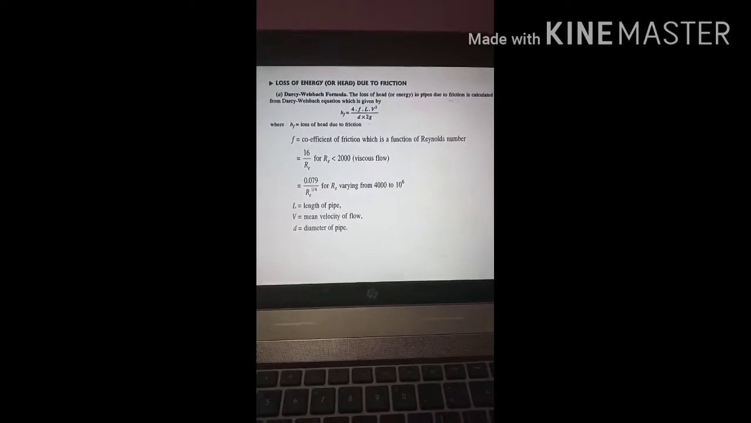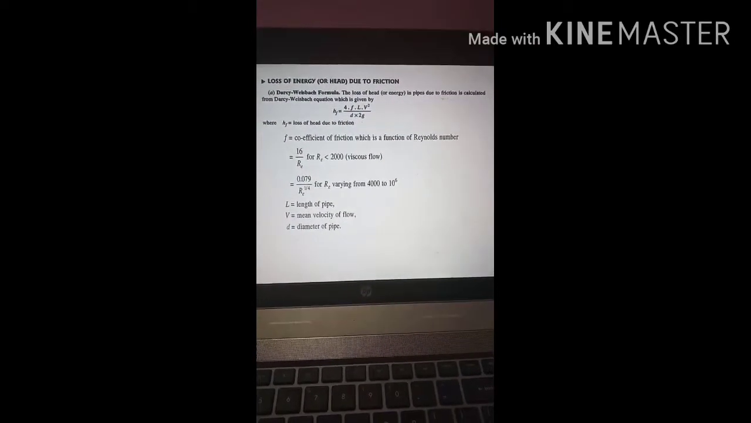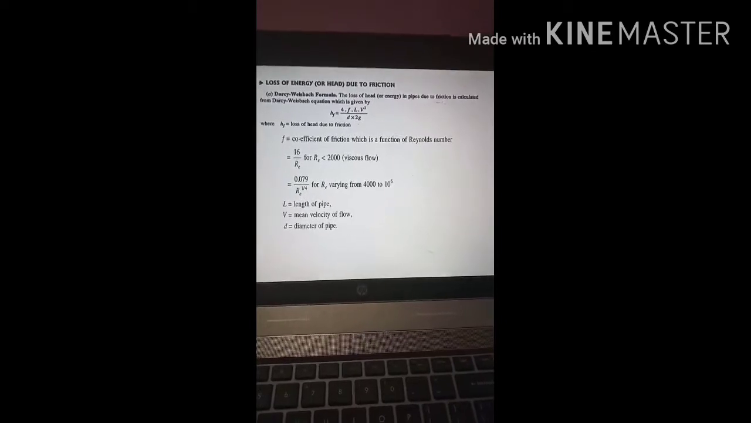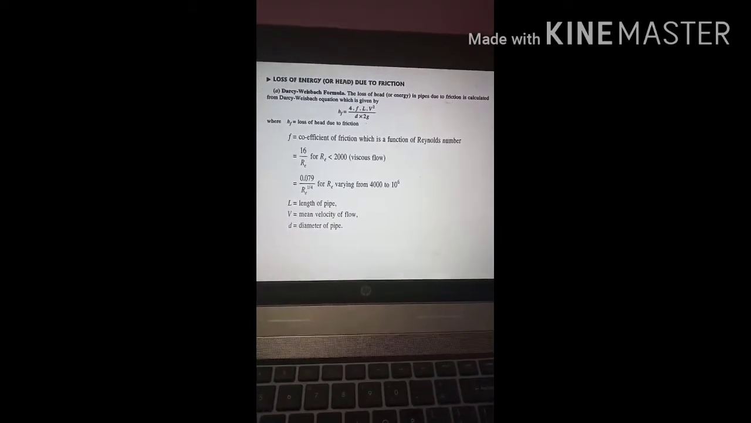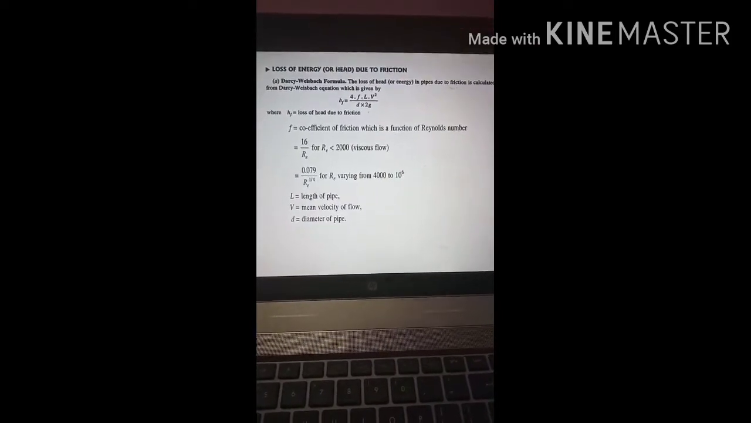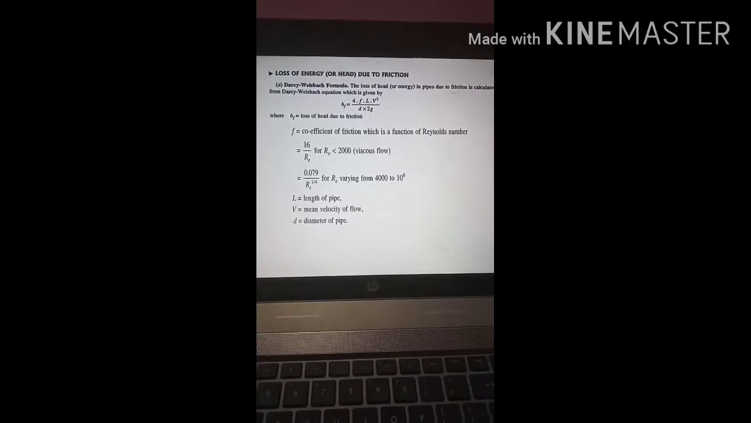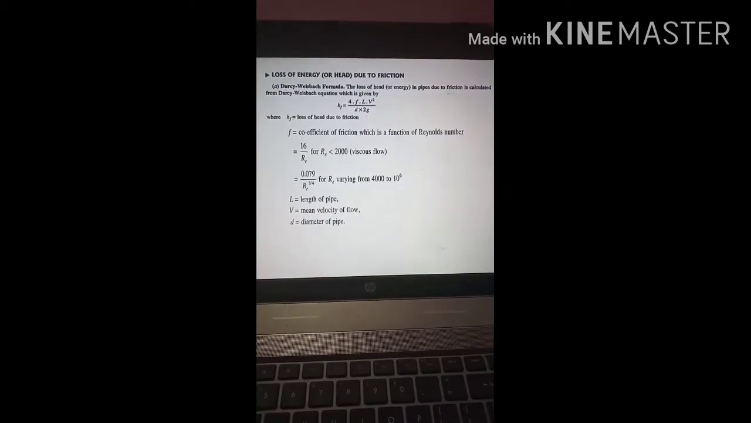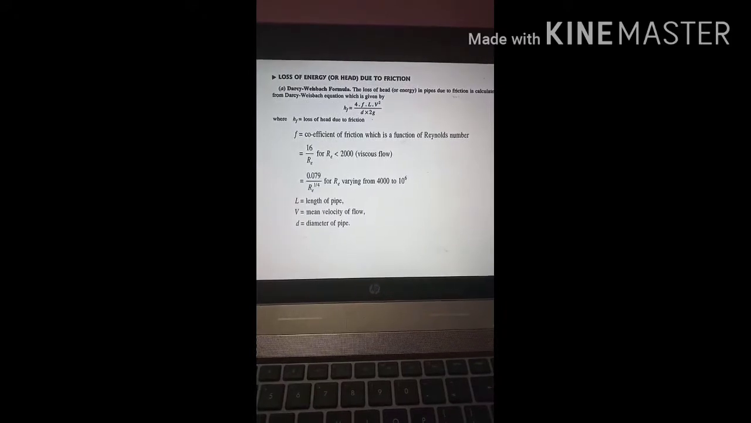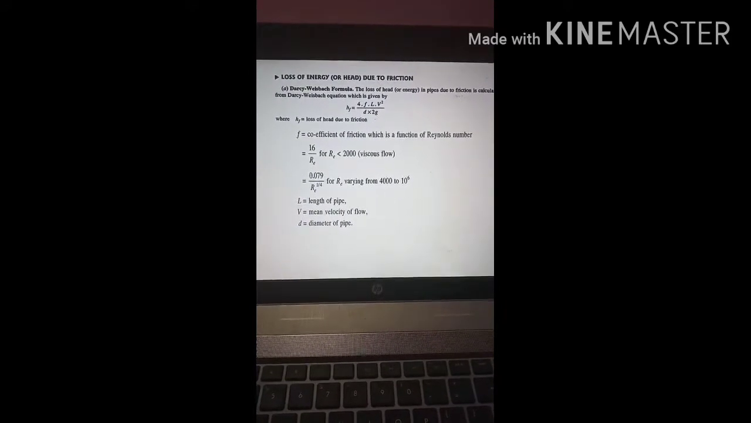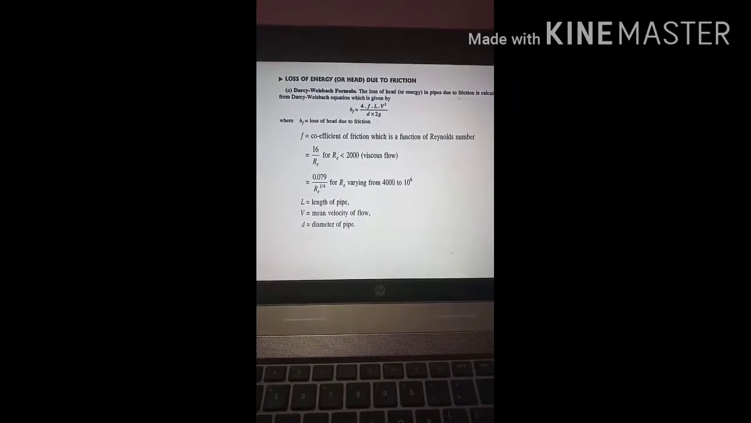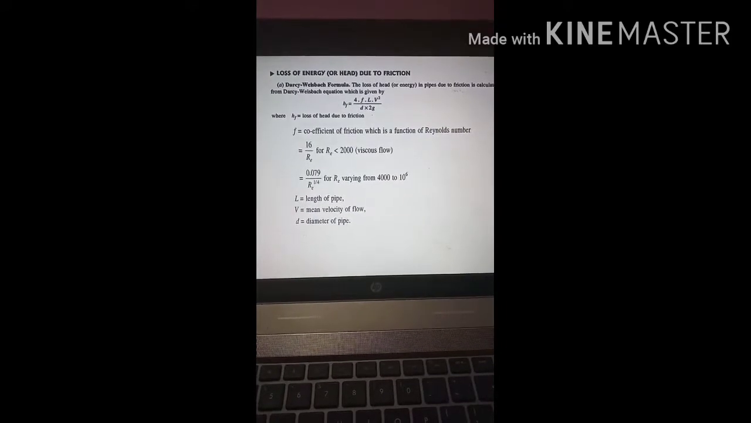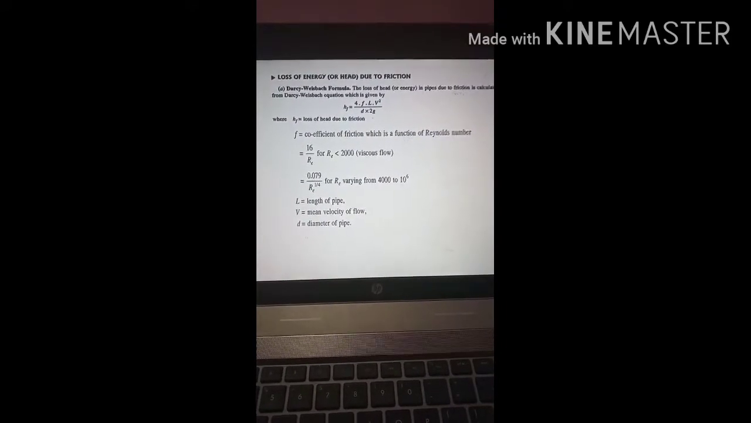So in this formula, the important term is the small f, which is called the coefficient of friction. And how to calculate this small f is very important for solving the numericals based on the major loss. We have already seen in unit number 4 what we mean by laminar flow and turbulent flow. If Reynolds number is less than 2000, then the flow will be laminar, and if it is greater than 4000, then the flow will be turbulent.